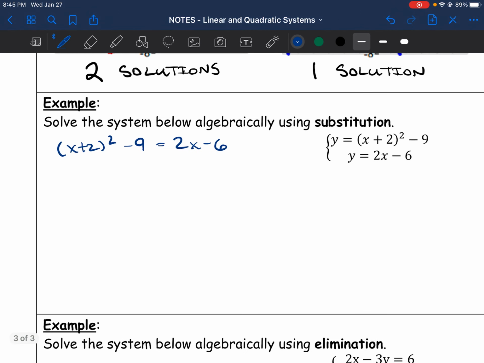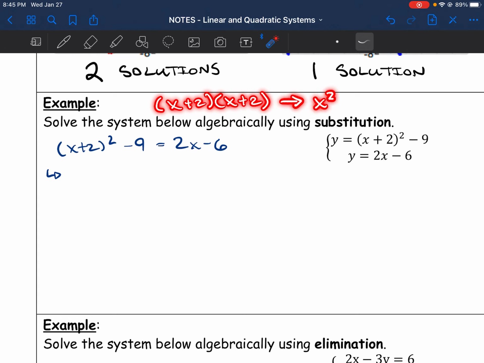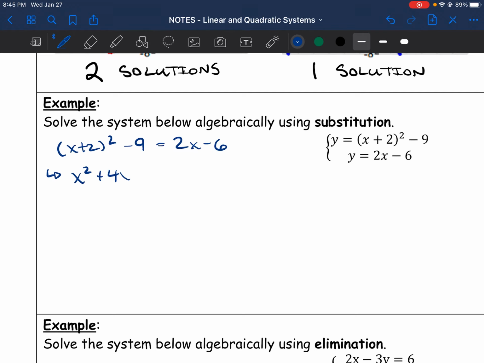And now let's start to expand this, collect like terms, and see if we can solve for x. So let's see, (x plus 2) squared. Well, (x plus 2) squared is x plus 2 times x plus 2. If you FOIL that out, you get x squared plus 2x plus 2x plus 4, which is x squared plus 4x plus 4. Okay, so we get x squared plus 4x plus 4. That's coming just from the (x plus 2) squared. Then we have minus 9.